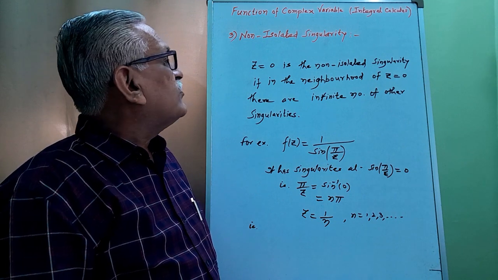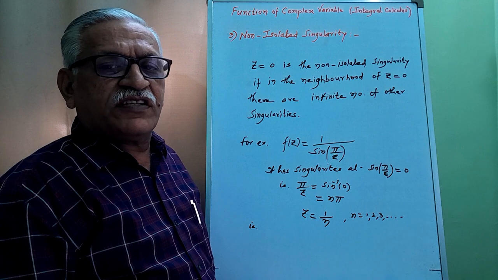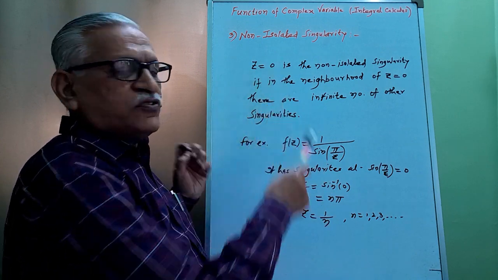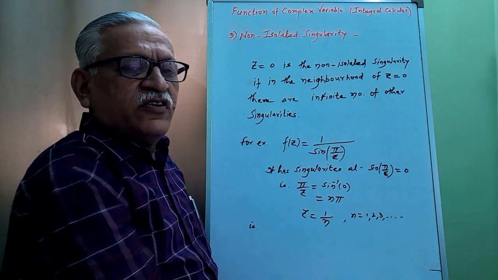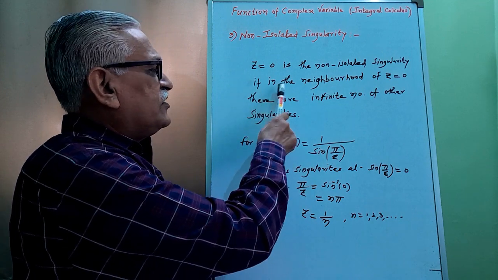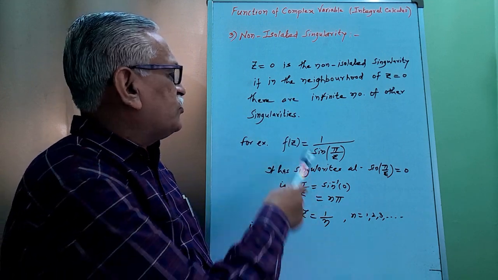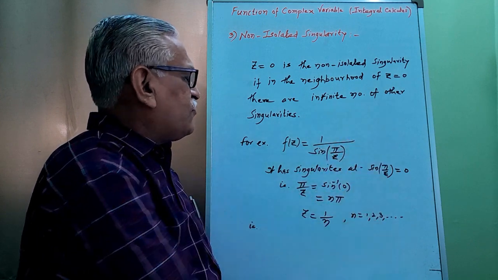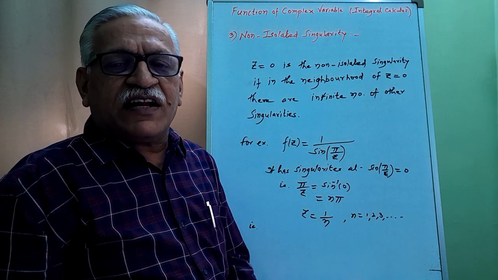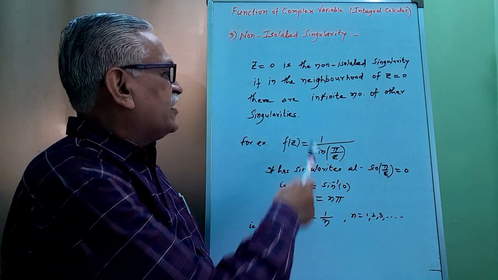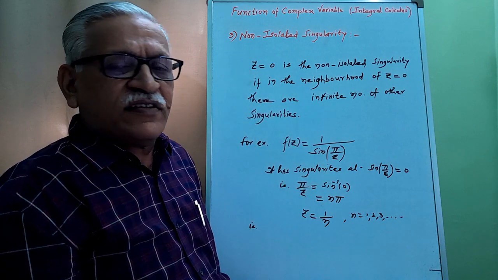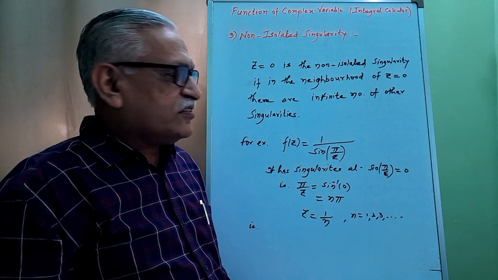Third definition, non-isolated singularity. z equals 0 is the non-isolated singularity if in the neighborhood of z equals 0 there are an infinite number of other singularities. If there are an infinite number of other singularities, then that z equals 0 is called a non-isolated singularity.